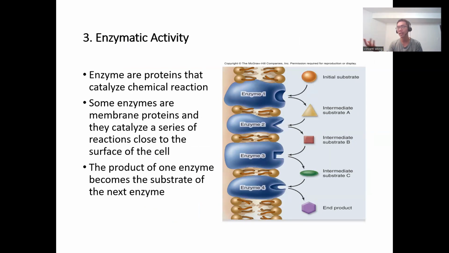Rather than having the enzymes randomly scattered throughout the cytoplasm, then it would take very long for the ingredient to find the next enzyme, right? So rather than doing that, you just put them all in the same place, okay? One after the other. So you can perform the chemical reactions very rapidly, right next to each other, okay? So this is the third function of membrane proteins.